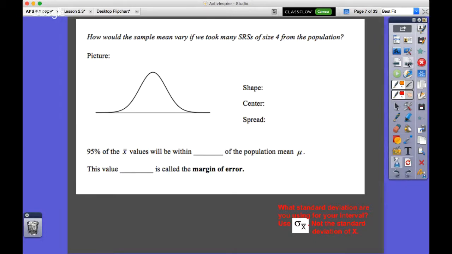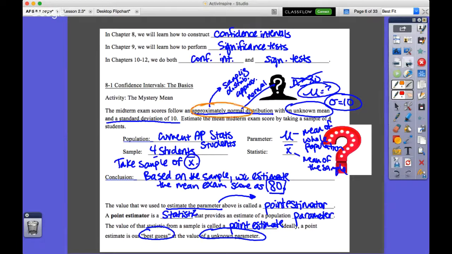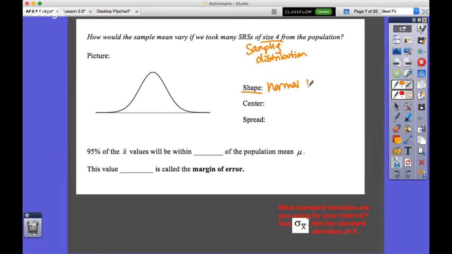As we look at this, how would the sample mean vary if we took many SRS of size 4 from the population? Well, if we did that, this would then go into a sampling distribution, okay? It's a sample of a sample, right? Samples that we would take of size 4. In this instance, we could say, what is the shape of this? Well, it would be normal. Why? Because as we look back here, we found that this was approximately normal, as stated previously, because the population is normal, right? Very good, okay?